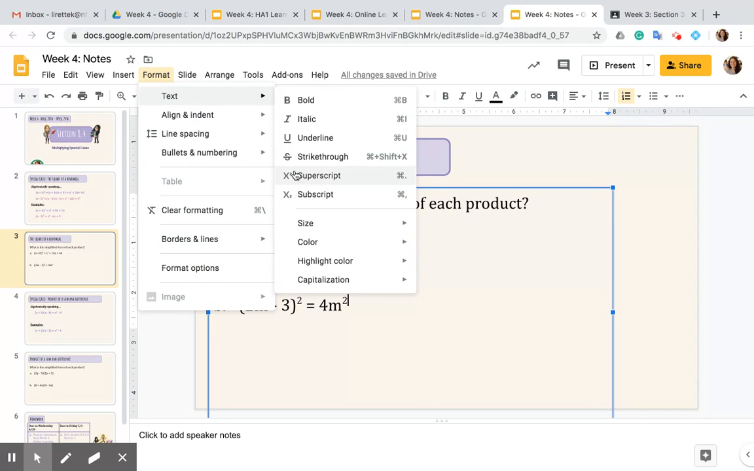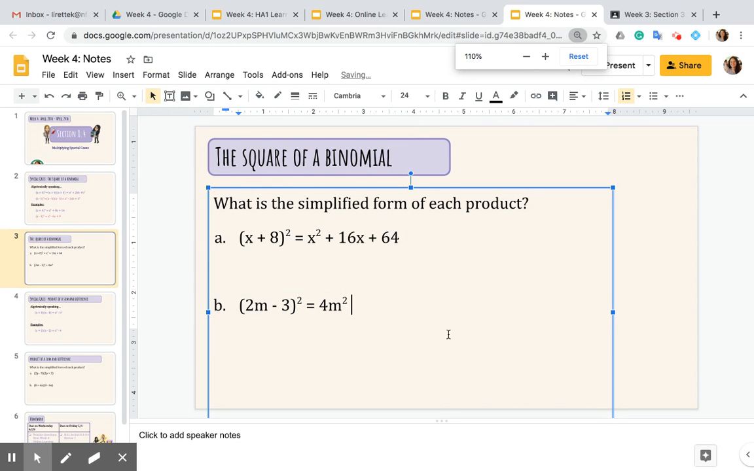And I turn the exponent off once I have it. I keep doing that. I keep maximizing my screen. I don't mean to press that. I keep wanting to hit shift.